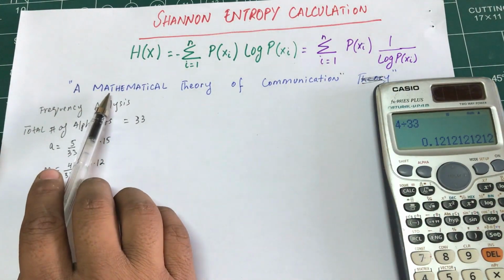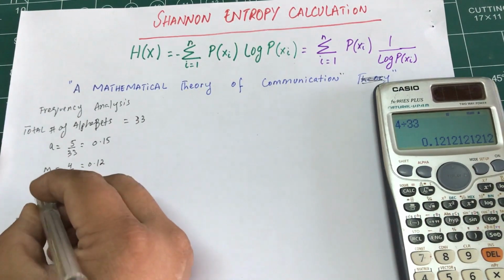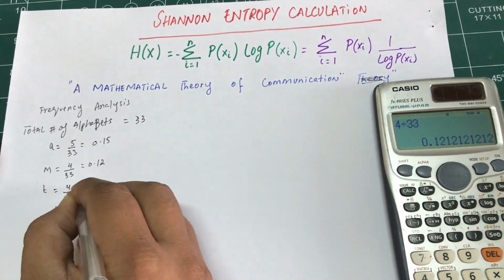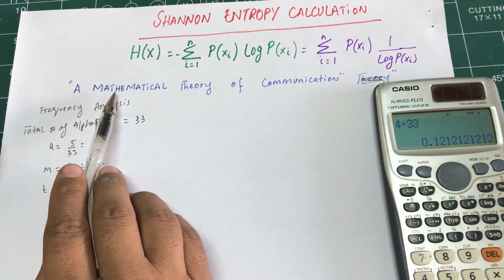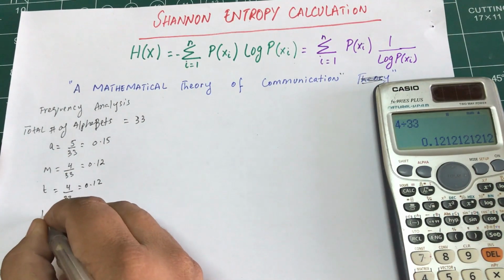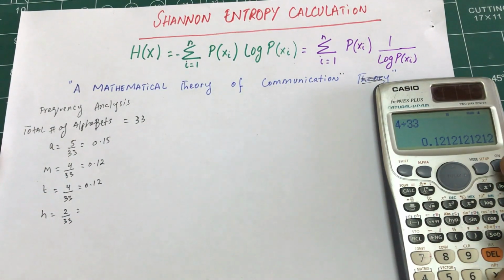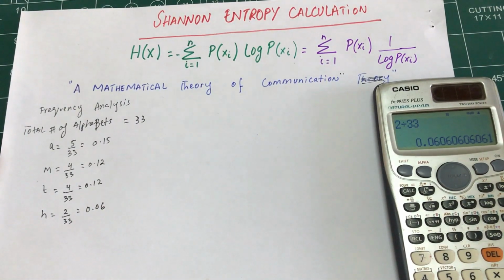Okay, we already checked out A. M is gone. Let's pick up T. So I have 1, 2, 3, 4. So T has occurred 4 times. So 4 over 33 would give me 0.12 because it's the same number. Let's pick up H. H has occurred how many times? 1, 2, and that's it. Only 2 times. So H is 2 over 33. So 2 divided by 33 would give me 0.06. That's the probability of H.